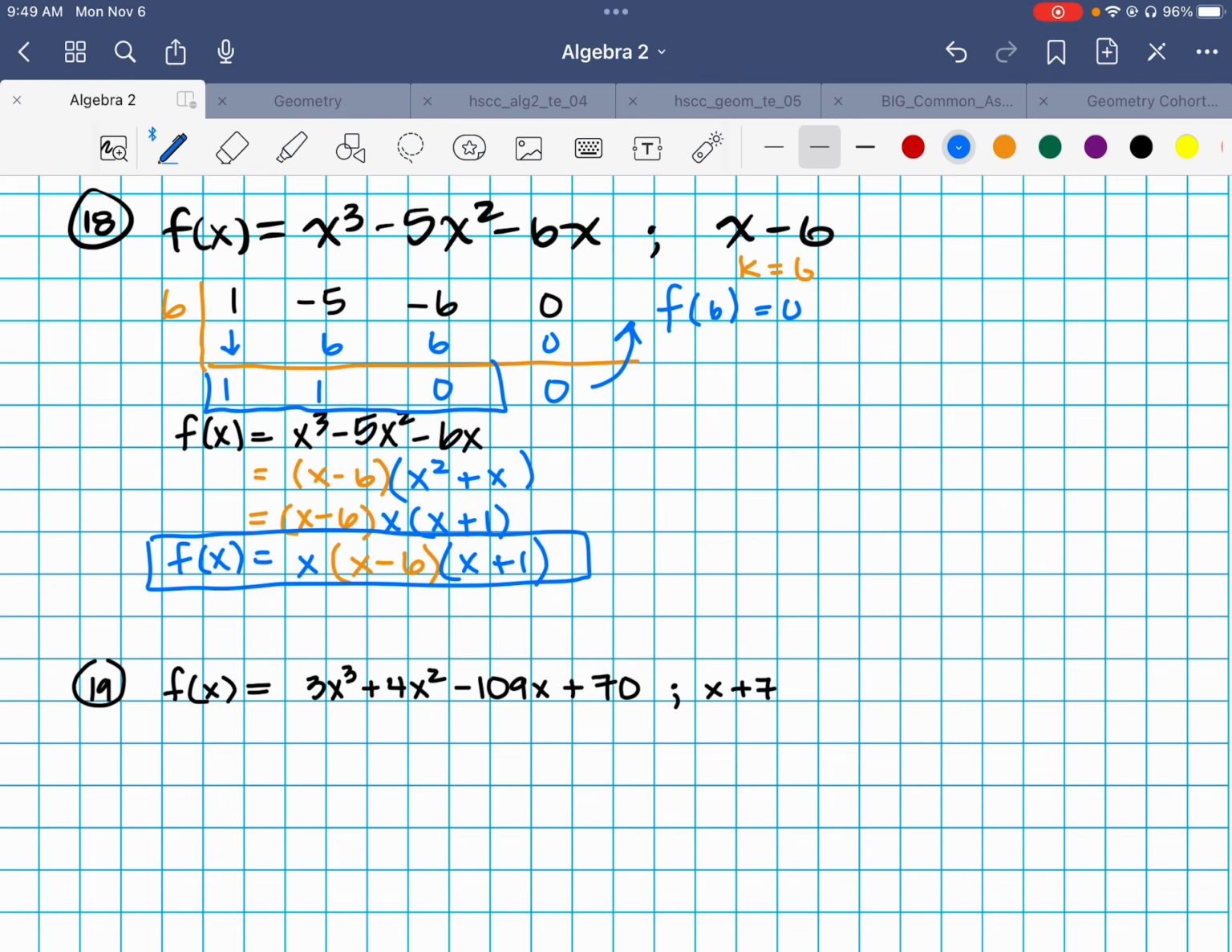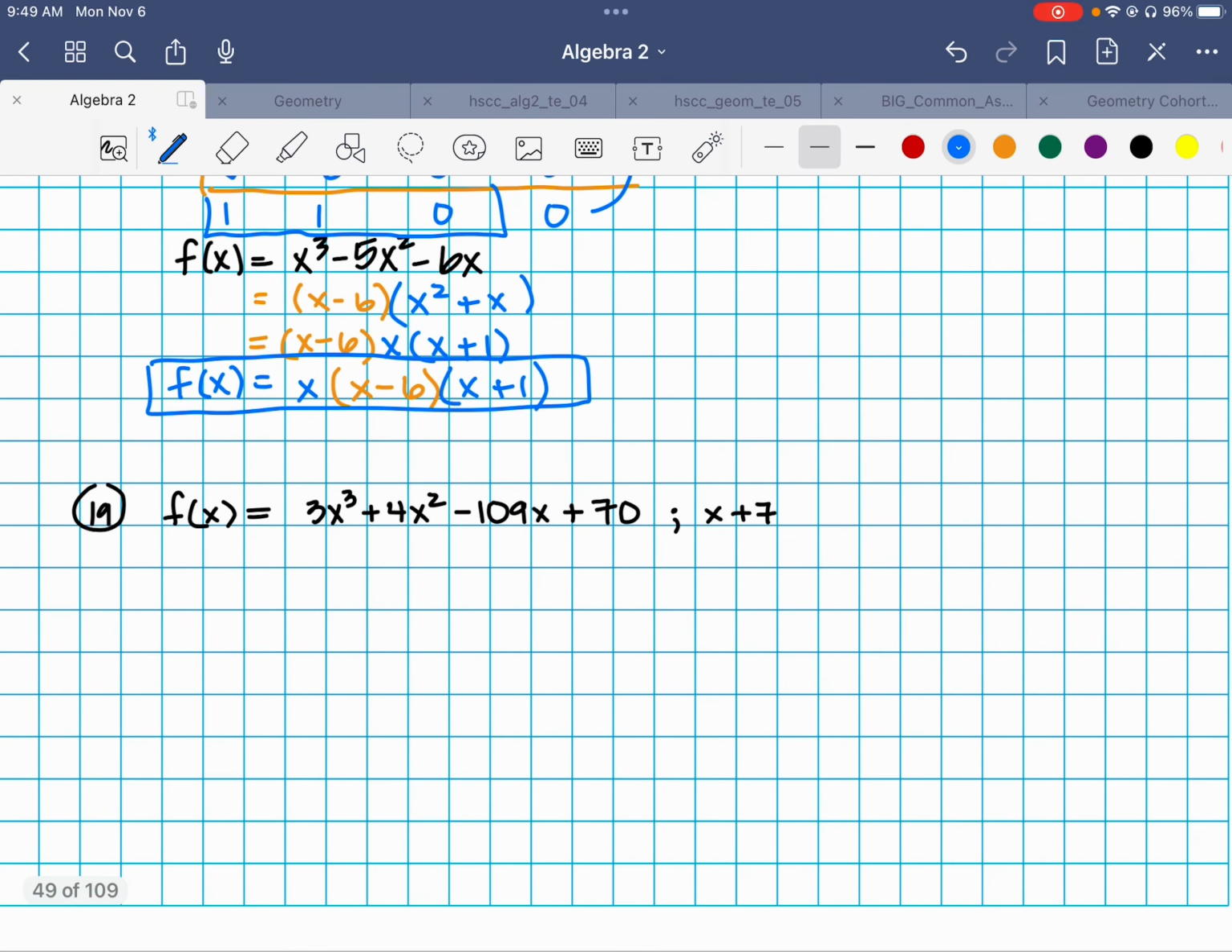All right, moving on, number 19. So we have x plus 7. That's what we're going to try to show as a factor. That means k, sorry, is negative 7. So we set up the negative 7 and then our synthetic division. This one here has got some nasty looking numbers in there. We got the 3, normal, 4, normal, and then this negative 109, kind of bizarre, and then this 70, a fairly large value right there.